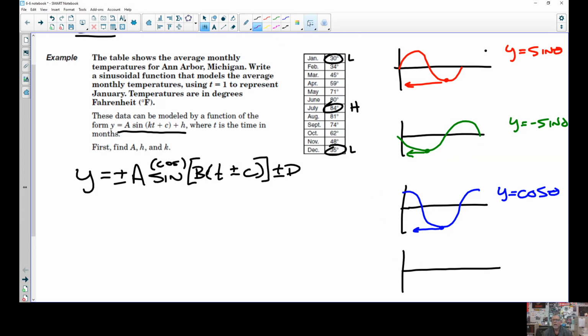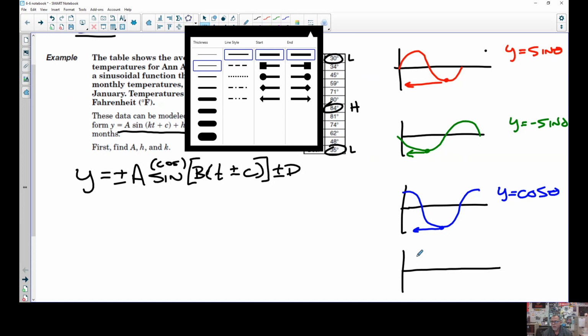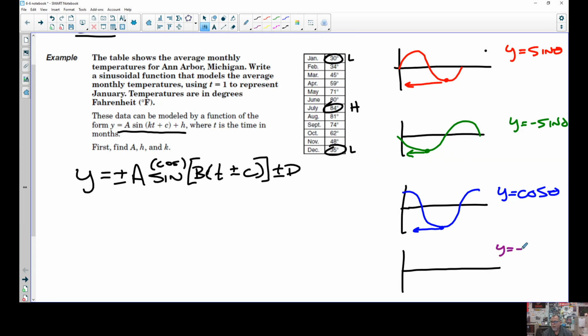Now, finally, looking at y equals negative cosine theta, we have this. Starting at the low, it's going to go high, come back down to the low, and end, one period. This is perfect. Low, high, low, just like what we have here. So I'm going to use y equals negative cosine theta. All right. I've already made that decision.